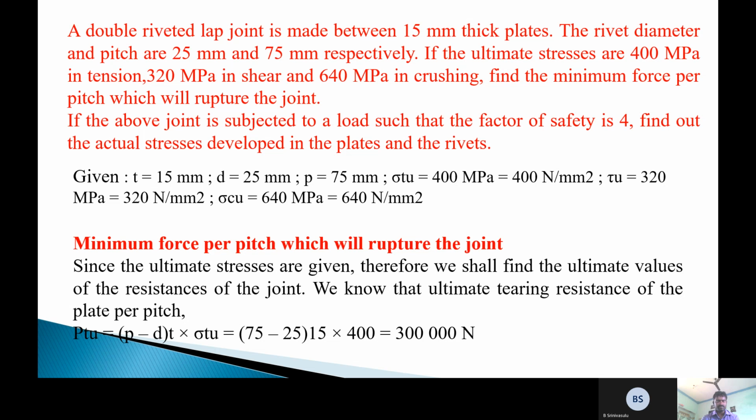Minimum force P_TU equals (P minus D) into T into sigma_TU, which equals 3 lakh newtons. That is the minimum force per pitch that will rupture the joint. Okay, we can calculate the value.